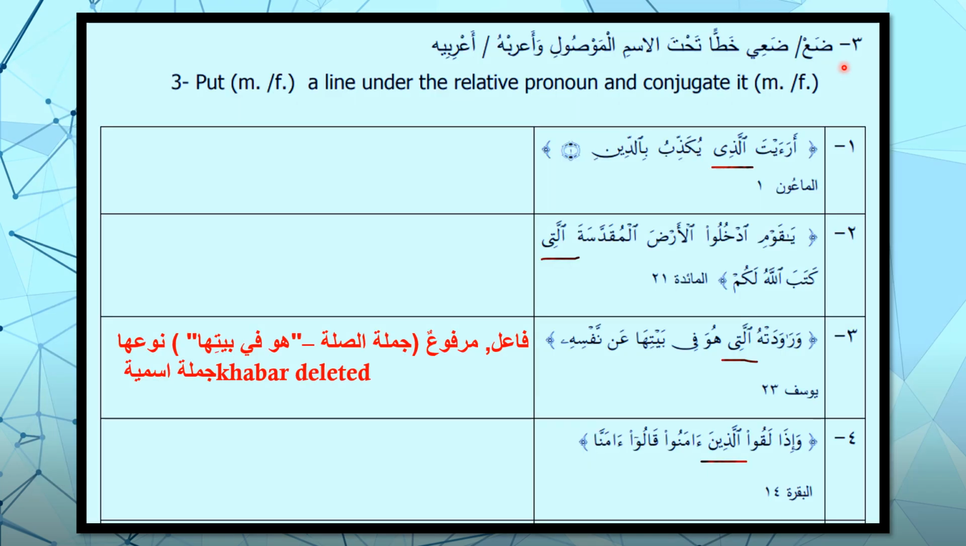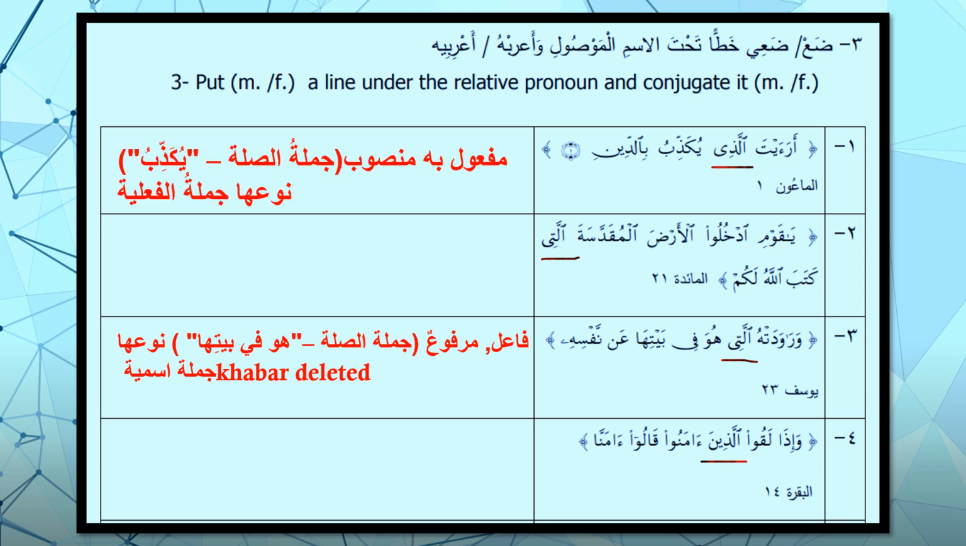Third question, da'i. Khattan means you have to put the underline, the line under the ism al-mawsul, and you have to give the i'rab of it. So the first one here we will do: أَرَأَيْتَ الَّذِي يُكَذِّبُ بِالدِّينِ. So what is the answer here? أَرَأَيْتَ الَّذِي. I've already given the answer but I should have asked before. So let's see the ayah first.